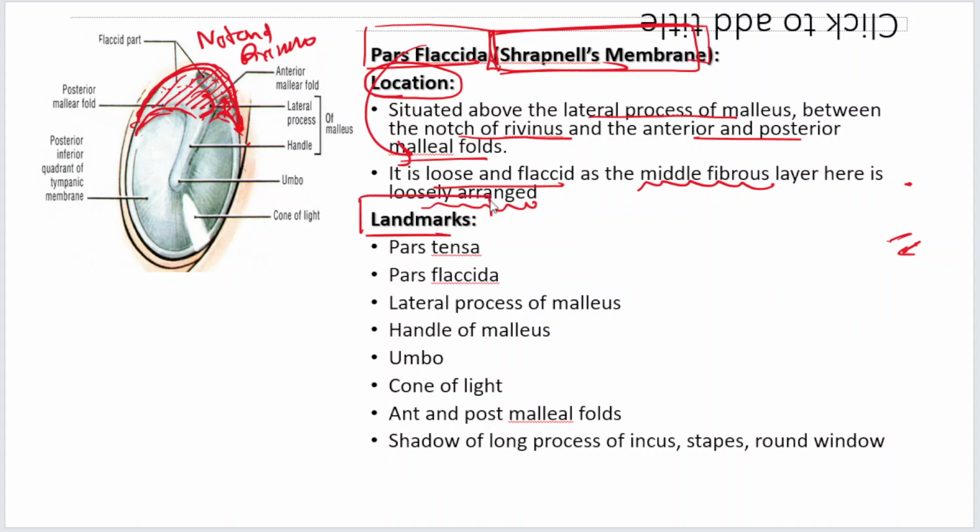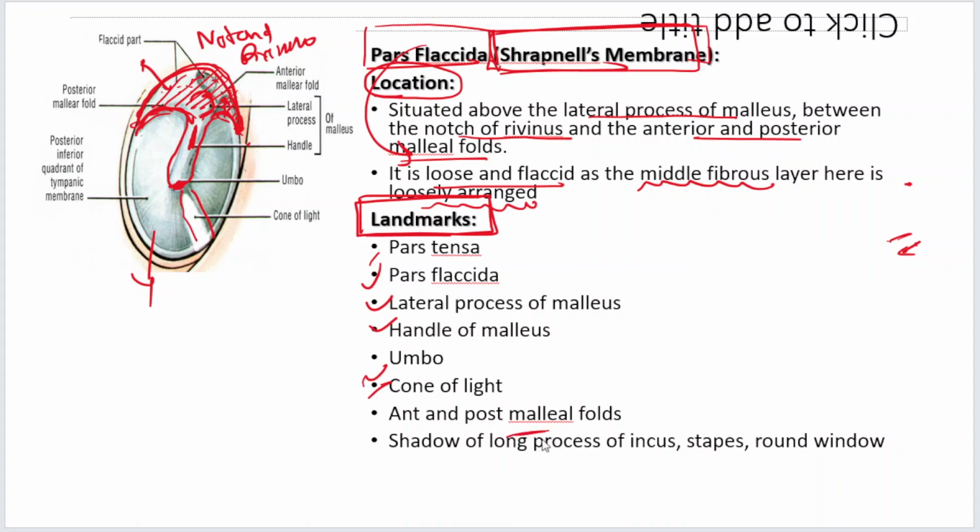We use the word landmarks when we come to the tympanic membrane, because you know what is where when you want to describe something. What are the things that you see? You see pars tensa, you see pars flaccida, this is the anterior malleolar fold, this is the posterior malleolar fold, this is the long process, the handle of the malleus, and this is the lateral process of the malleus. Then you have the umbo, the tip of the handle of the malleus, which is tented inwards. This is the cone of light.